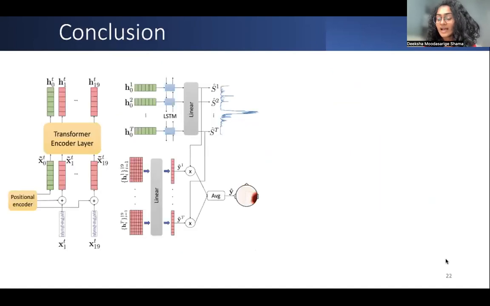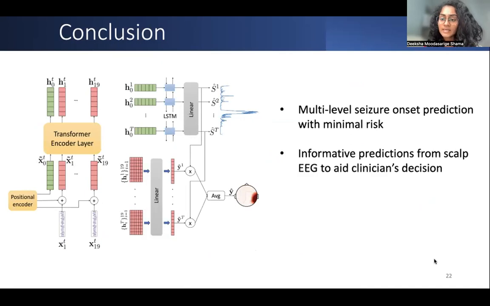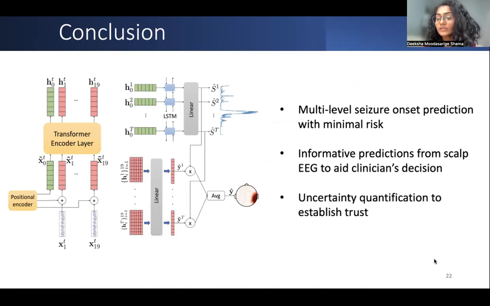In conclusion, we have developed a deep learning framework for multi-level seizure onset prediction with minimal risk. It provides informative predictions from scalp EEG to help clinicians make quicker and more accurate decisions. Beyond predictive performance, we quantify the prediction uncertainty to establish trust for integration into the workflow for epilepsy.